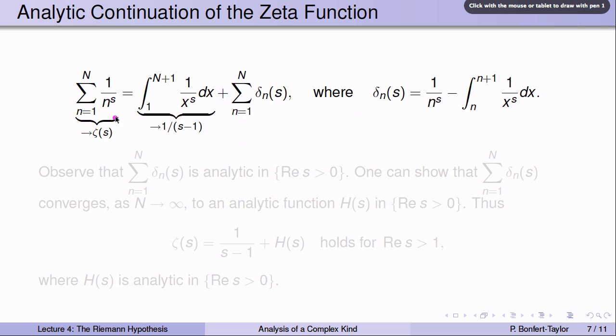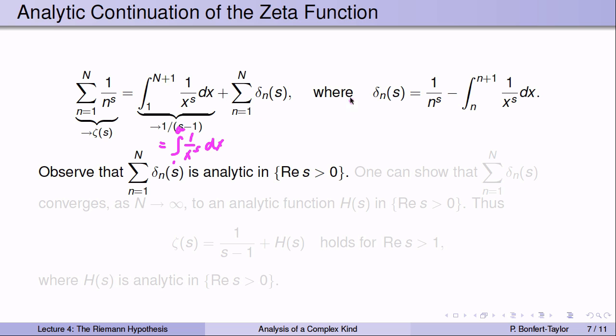Now observe, the sum on the left converges to the zeta function. This integral here converges to 1 over s minus 1, which is just the integral from 1 to infinity of 1 over x to the s dx. And then there's that sum in the end. Now observe that that sum is an analytic function, and it is analytic in all s whose real part of s is greater than 0. We don't need it to be greater than 1. It's enough to be greater than 0 because we're only looking at 1 over n to the s minus the integral from n to n plus 1 of 1 over x to the s dx.